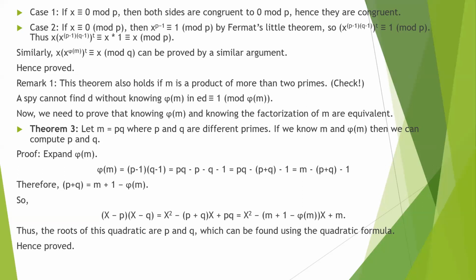Now bring everything in terms of P plus Q, because we are aiming to make a quadratic equation with P and Q as the roots. So we need to know what P plus Q and PQ are in terms of M and phi M. We found P plus Q, and PQ is M. So x minus P times x minus Q, the quadratic equation, is x squared minus M plus 1 minus phi M times x plus M. And the roots are P and Q. So you can easily find them using the quadratic formula.